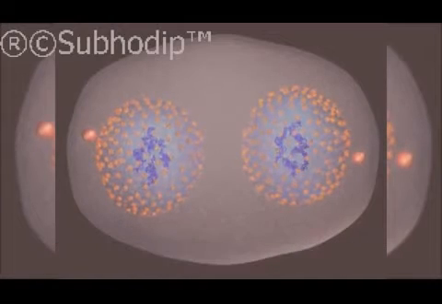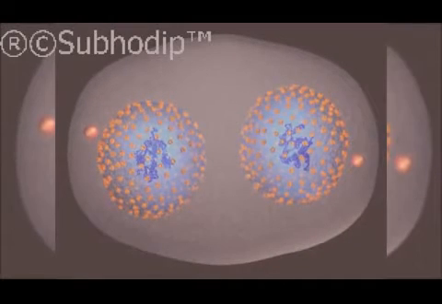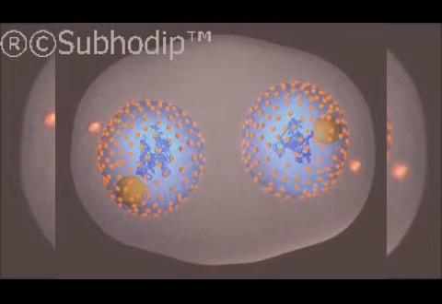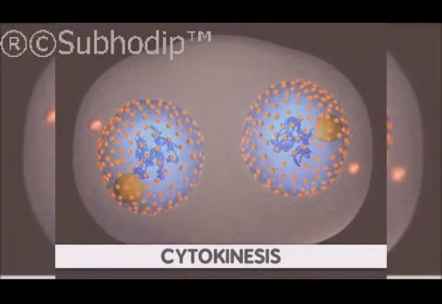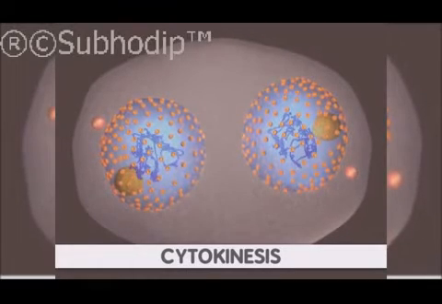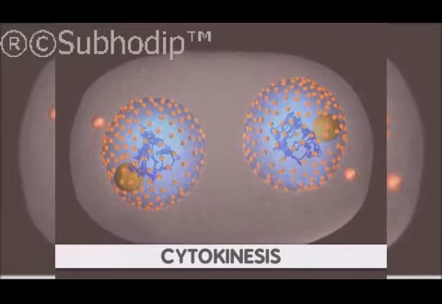Mitosis is now complete. The formation of two cells is all that remains. Following mitosis, the cell undergoes a process called cytokinesis. First, the cell is compressed by a contractile ring that divides the cell in nearly equal halves.